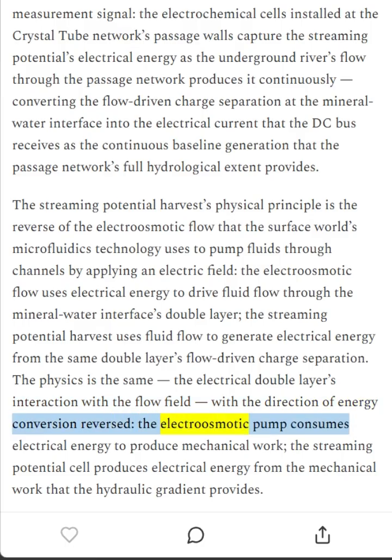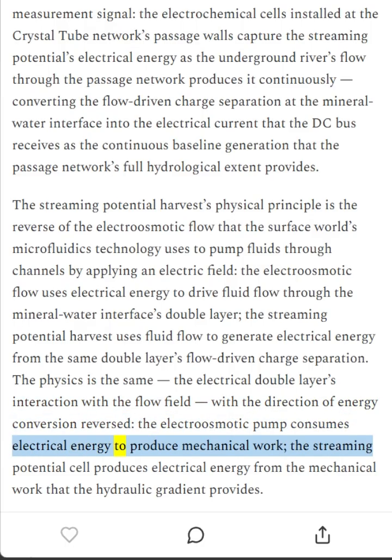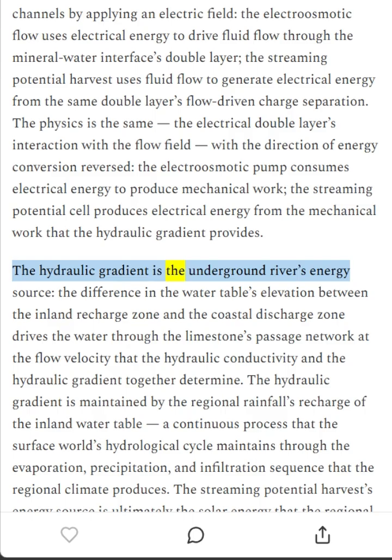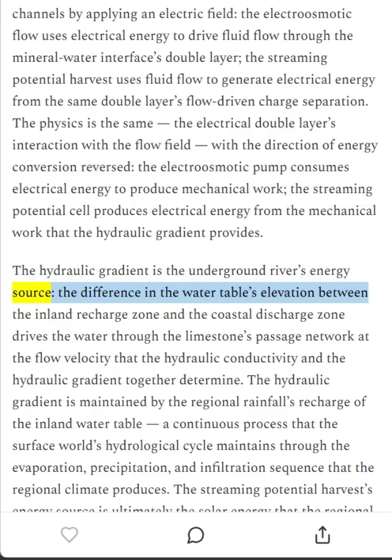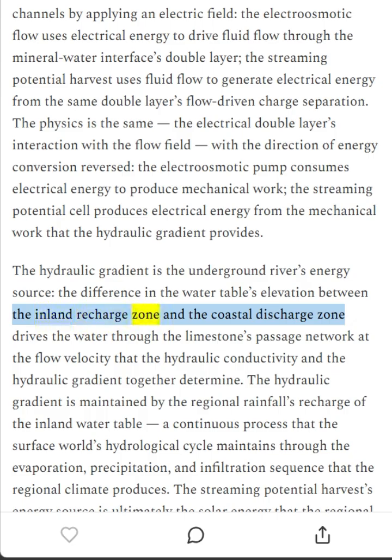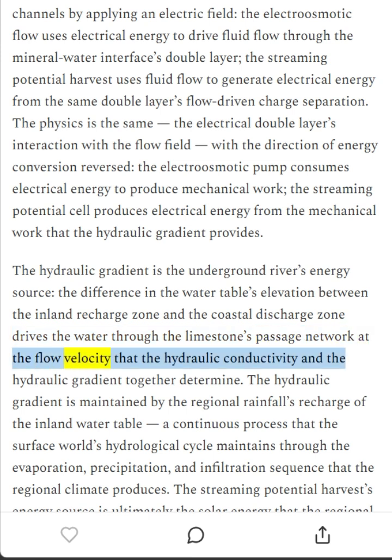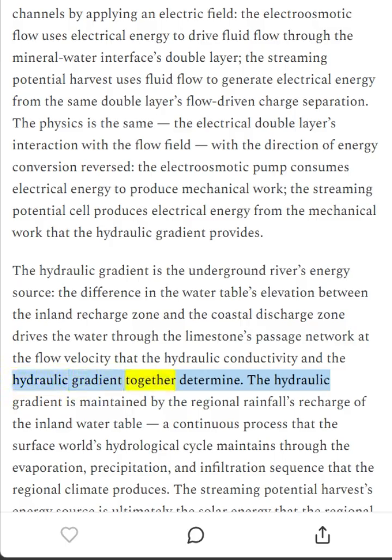The electroosmotic pump consumes electrical energy to produce mechanical work. The streaming potential cell produces electrical energy from the mechanical work that the hydraulic gradient provides. The hydraulic gradient is the underground river's energy source. The difference in the water table's elevation between the inland recharge zone and the coastal discharge zone drives the water through the limestone's passage network at the flow velocity that the hydraulic conductivity and the hydraulic gradient together determine.